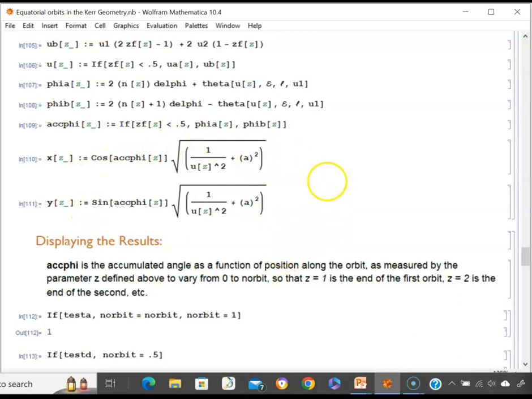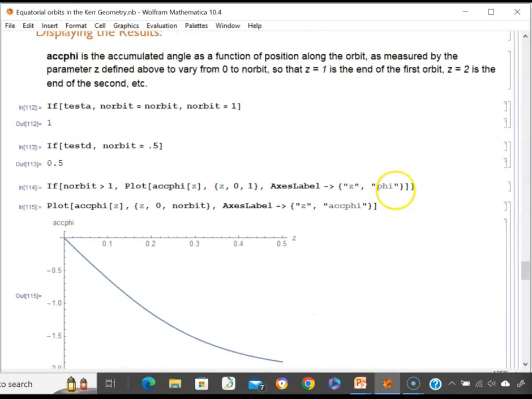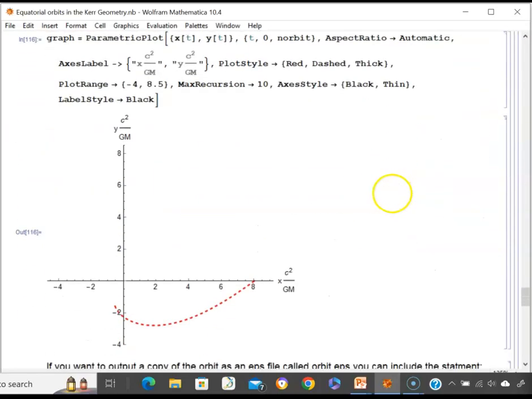And remembering you need spheroidal coordinates, oblate spheroidal coordinates, where you have the square root of r squared plus a squared times the cos of the angle. Same with the sine. Displaying the results down here.